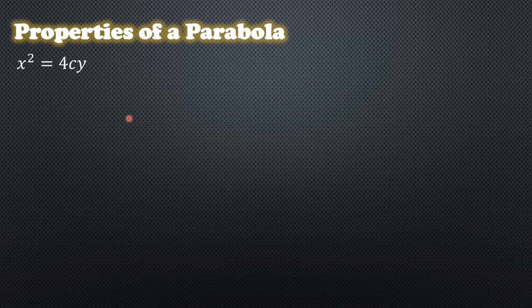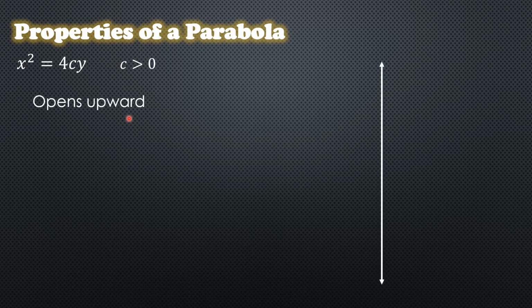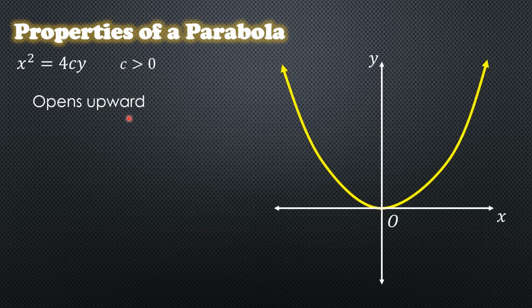For the parabola with equation x squared equals 4cy, where c is greater than 0, or c is positive, the parabola opens upward. The vertex is its minimum point, or the lowest point, and it is located at the origin. The focus is c units above the vertex, and it's at the point (0, c).